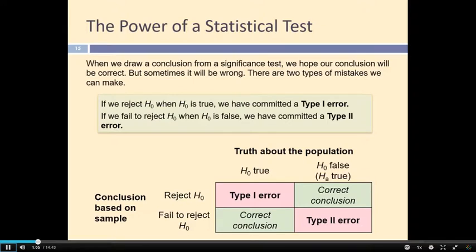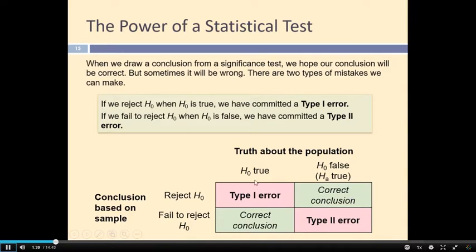So here's a summary of that. Across the top you have the truth about the population. So when the null hypothesis is true versus the null hypothesis is false. If you reject the null hypothesis, when in fact the null hypothesis is true, you've made a type 1 error. On the other hand, if you reject the null hypothesis, when in fact the null hypothesis is false, that's what you should do, then you've made the correct conclusion.